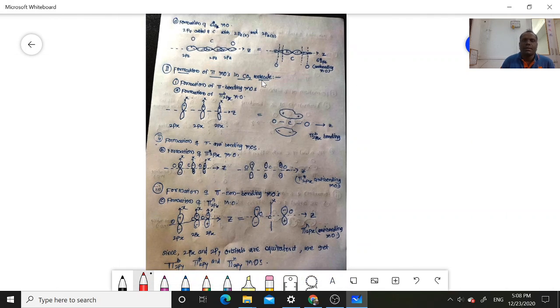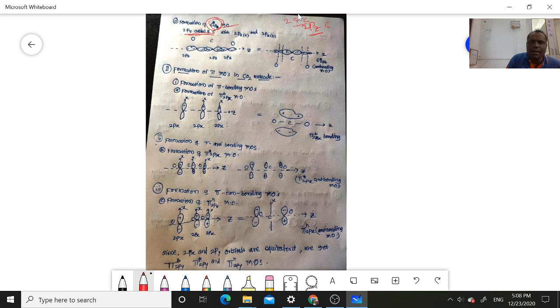So the next one is the formation of the sigma star 2pz molecular orbital. Here we use the 2pz orbital of the carbon atom. Previously we were using the 2s orbital of the carbon atom. Now we are using the 2pz orbital of the carbon atom. There is formation of a sigma star antibonding molecular orbital, right?